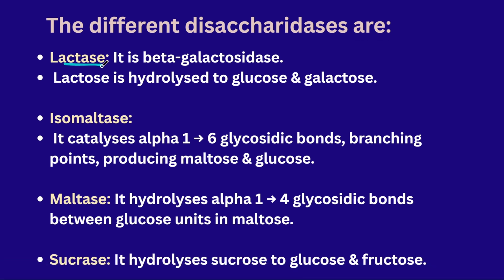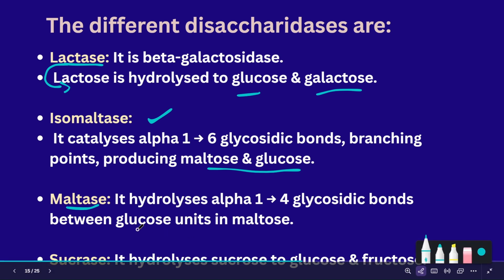This enzyme acts upon lactose. It gives glucose and galactose. This enzyme acts upon isomaltose. This gives maltose and glucose. This enzyme is acting upon maltose. This will give glucose molecules. And sucrase is an enzyme that will act upon the sugar sucrose. It will give glucose and fructose.